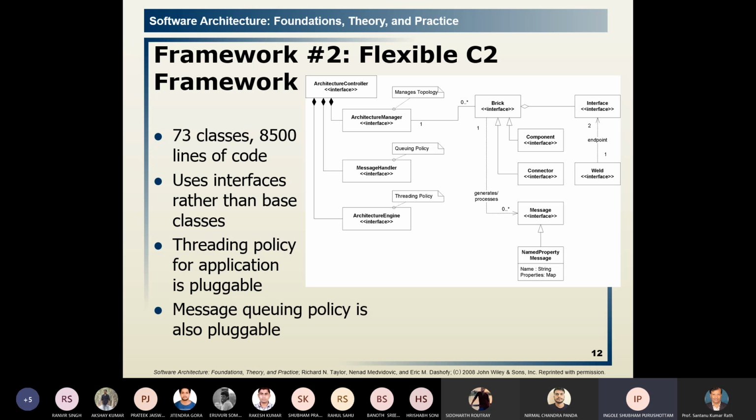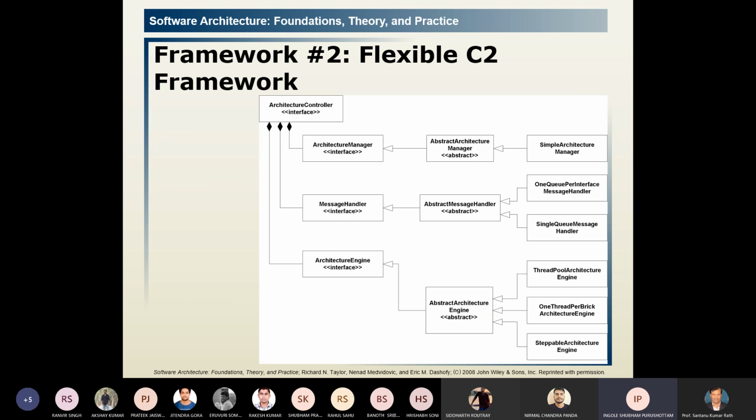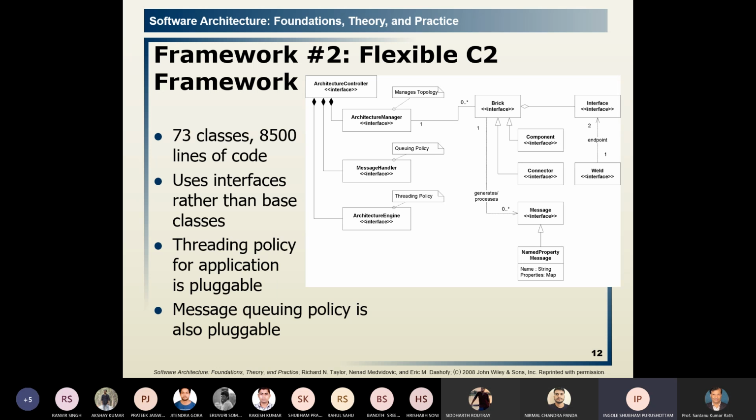The second one is the flexible C2 framework. We have seen lightweight. Here we have 73 classes, with 8,500 lines of code, using interfaces rather than base classes. The threading policy for applications is pluggable. Here you can see the queuing policy and threading policy; all of these are pluggable, we can add them. The message queuing policy is also pluggable. The main difference is interfaces rather than base classes.